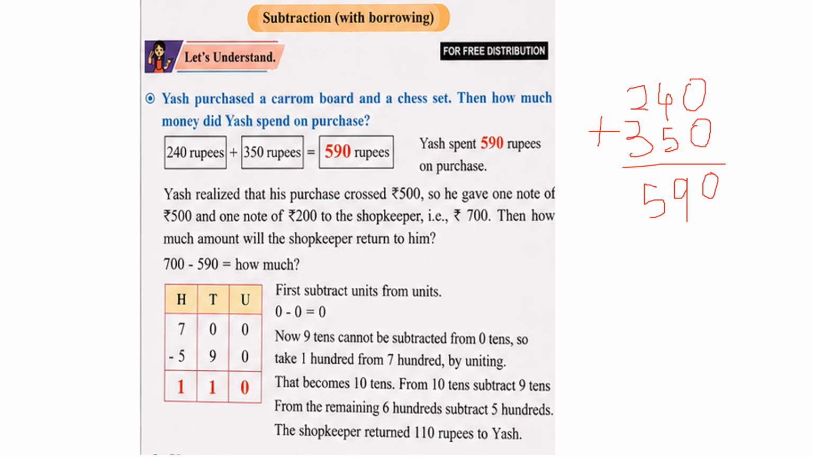So we are going to subtract. We have got 700 minus 590. 0 minus 0, 0. Then 0 minus 9 is not possible. So we cut out, make this 6 and make this 10. 10 minus 9 is 1. 6 minus 5 is 1 again. So you've got to know 110 rupees the shopkeeper has to return to Yash.